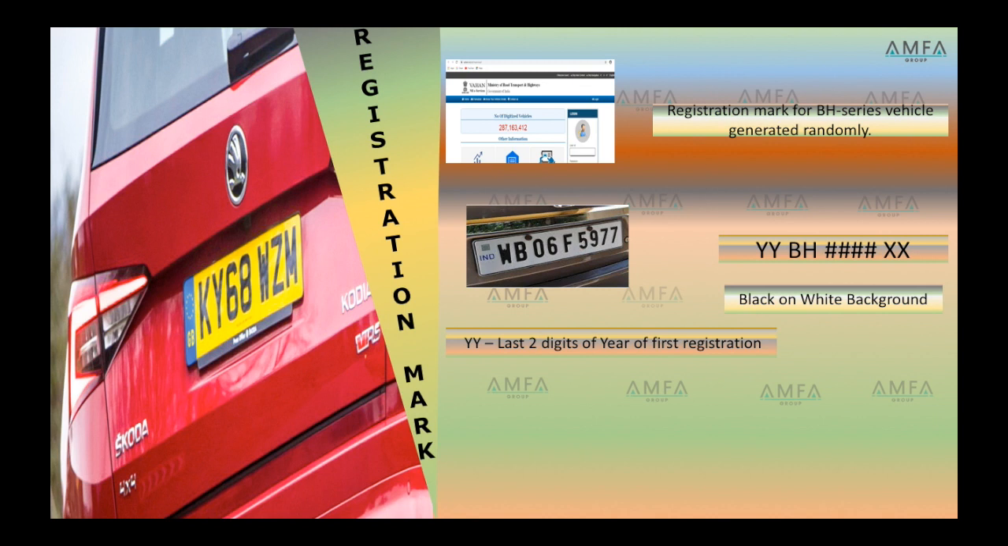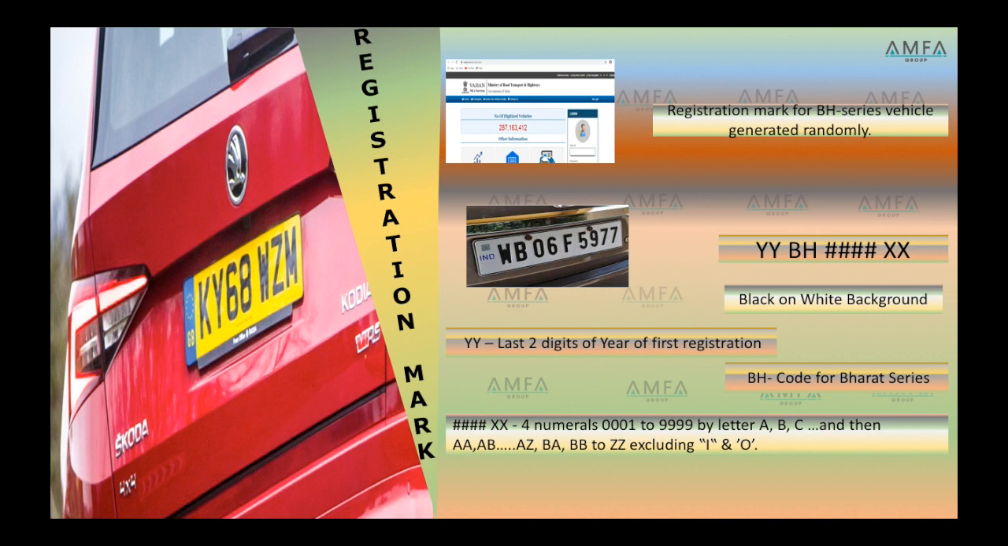The initial YY stands for the last 2 digits of the year of its first registration. Suppose it is first registered in 2021, this year, the registration will take 21 in the place of YY. Then the BH stands for the Bharat Series. Why is BH taken for Bharat Series? It is interesting, isn't it? Already BS is given for Bharat Stage, which is the emission norms.